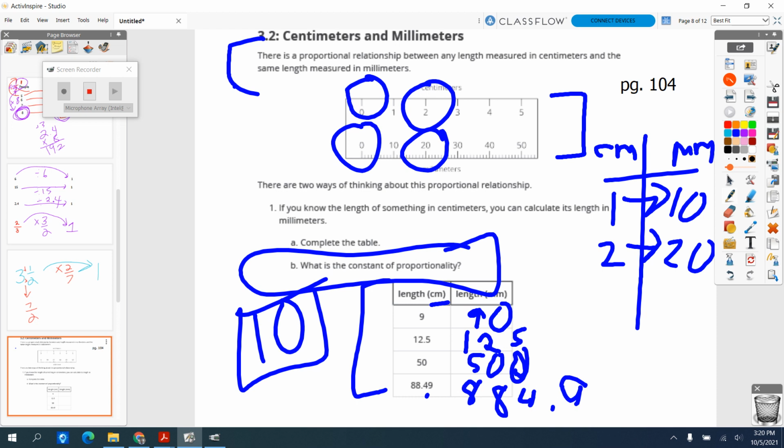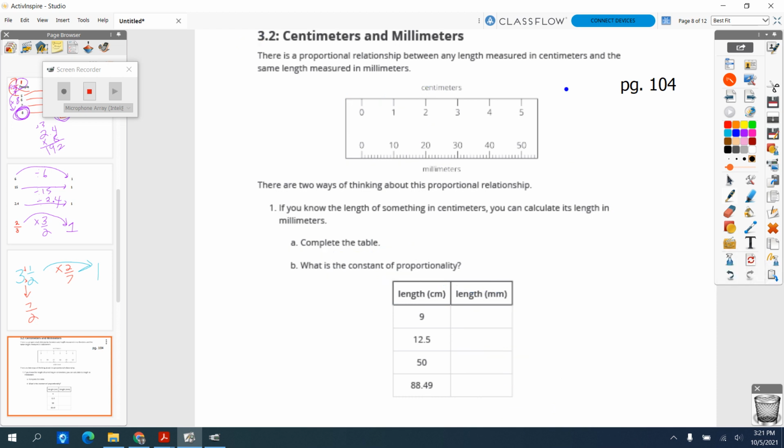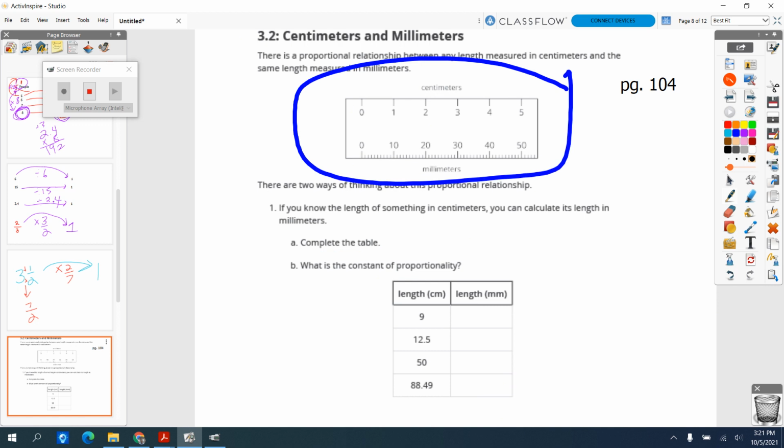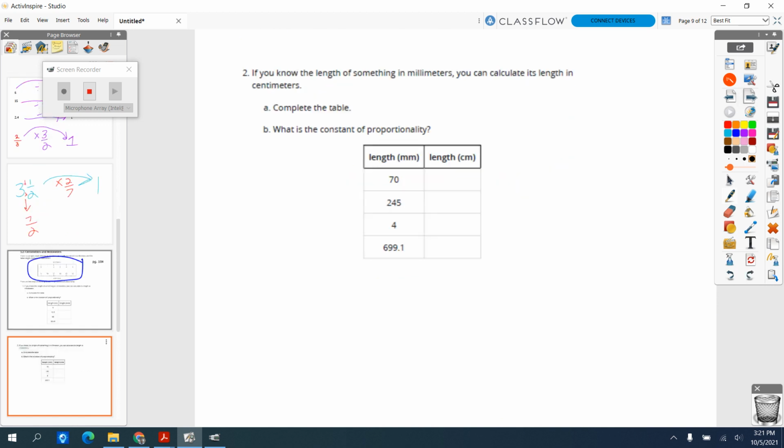Now, I want you to pay attention. The next question is going to ask you about this again. So remember that ruler. Okay? Now, can you fill in this table, which would be on the very next page, I think it's on 105. Okay? Go ahead, pause the video, fill out this table, and then make sure you also answer question B.